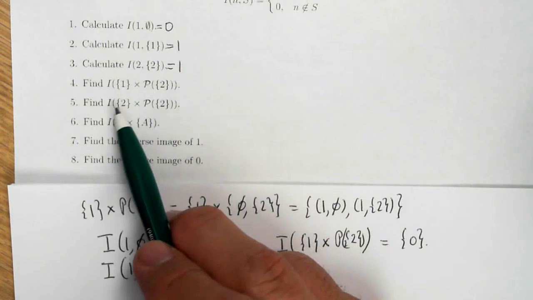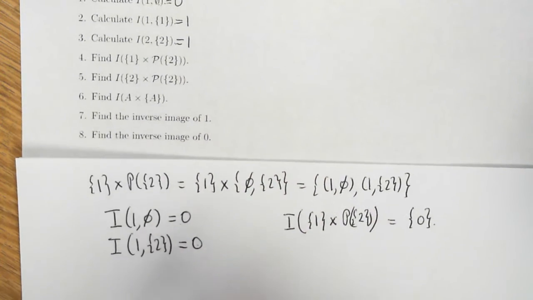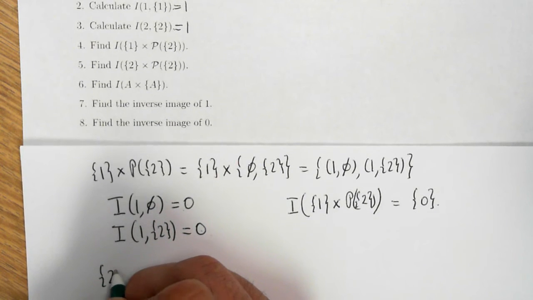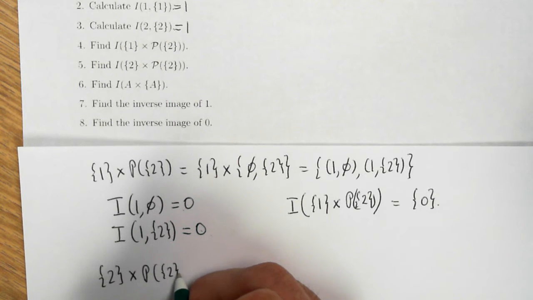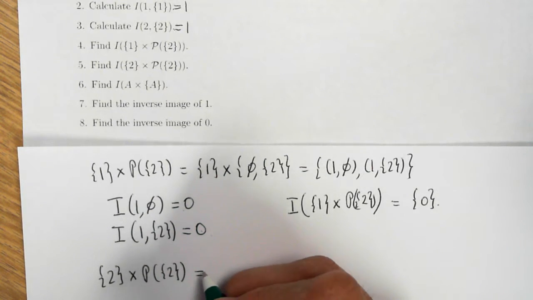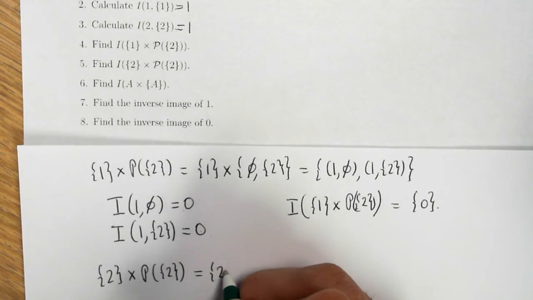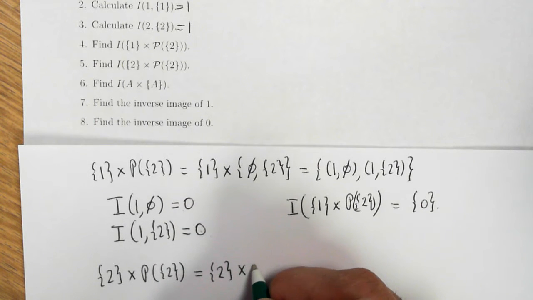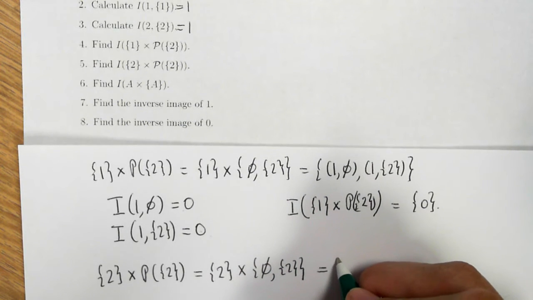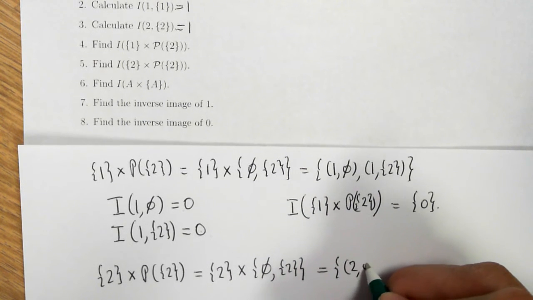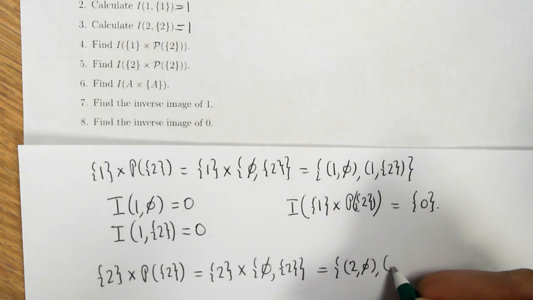Okay, similar idea for number 5. The Cartesian product of the set containing 2 and the power set of the set containing 2, that's equal to {2} Cartesian product with the empty set and {2}. And so I get 2 ordered pairs, (2, empty set), and then (2, set containing 2).